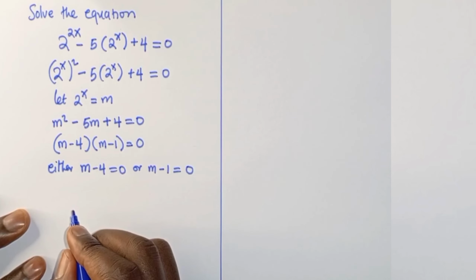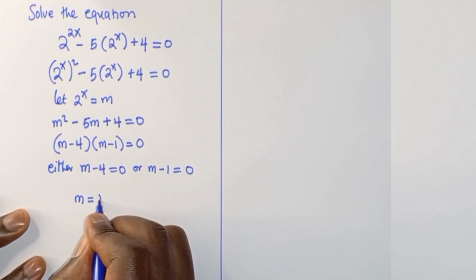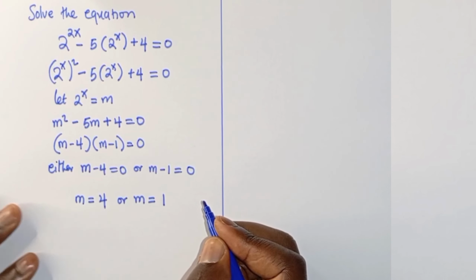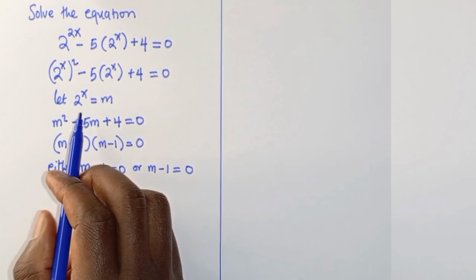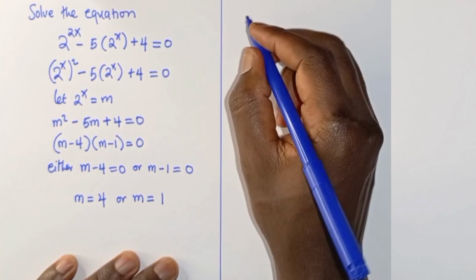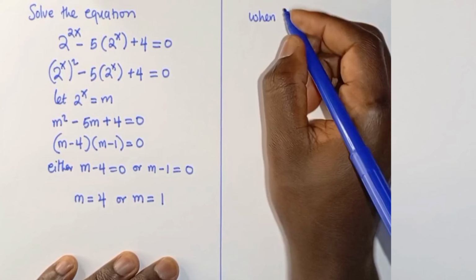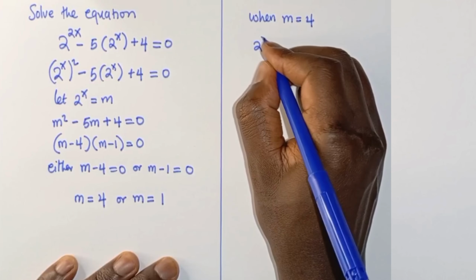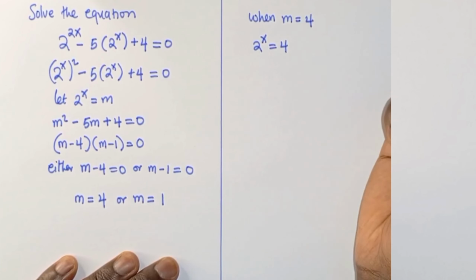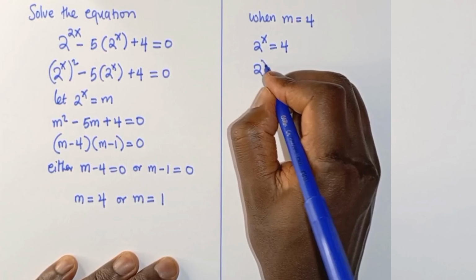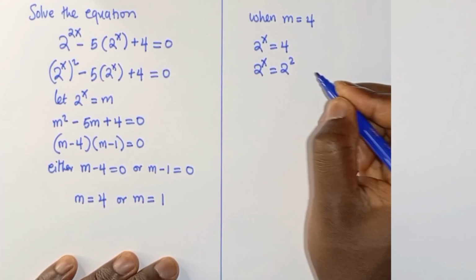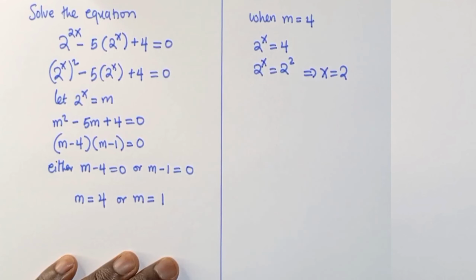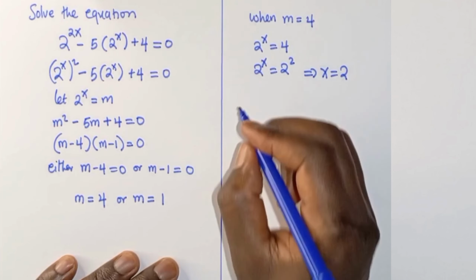So we first do that step, and then we say m is equal to 4 or m is equal to 1. Now after getting m, it means we have obtained 2 power x. So when m is equal to 4, 2 to power x is equal to 4, which means that 2 to power x is actually 2 to power 2. Now when we simplify, our x becomes 2. So you can equate the powers when the bases are equal.